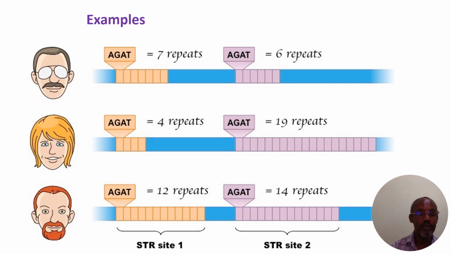And the last, the man with red beard, red hair and personality, at the bottom, at the same locus or the same place on the chromosome, which is labeled as STR, short tandem repeats, site number 1, short tandem repeat site number 2. At short tandem repeat site number 1, the same sequence, AGAT, this personality has 12 repeats. And at short tandem repeat site 2, AGAT repeats, 14 repeats. You see the variation?